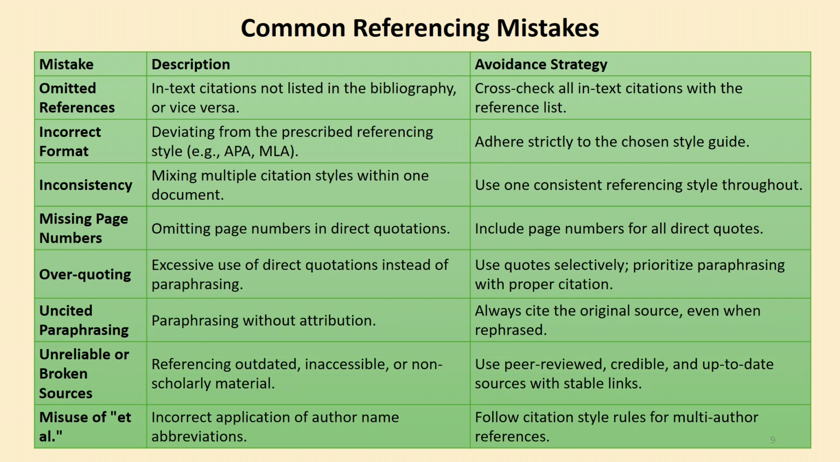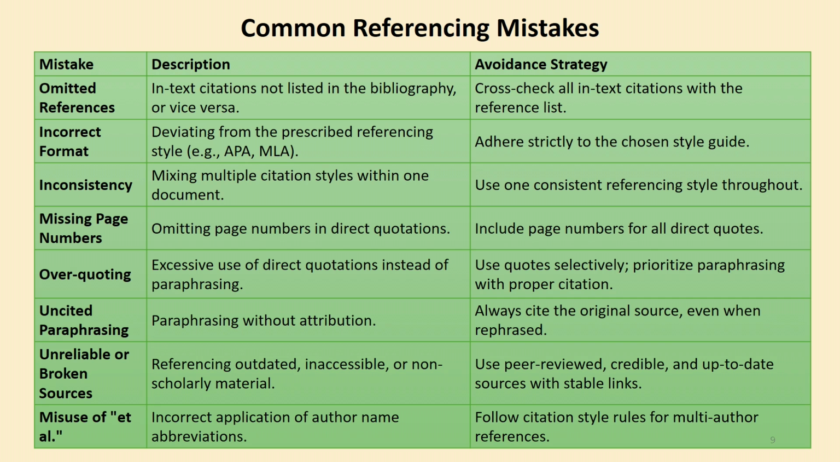Missing page numbers. Very important. Most of the time while you do referencing, you can miss the page numbers. You can just recall, I have just shown you in a previous slide how to mention page numbers. So, omitting page numbers in direct quotations, and then what will be the avoidance strategy? Include page numbers for all direct quotes. Over-quoting. This is also a common mistake that we have to avoid. Excessive use of direct quotations instead of paraphrasing. How to avoid it? Use quotes selectively. Prioritize paraphrasing with proper citation.